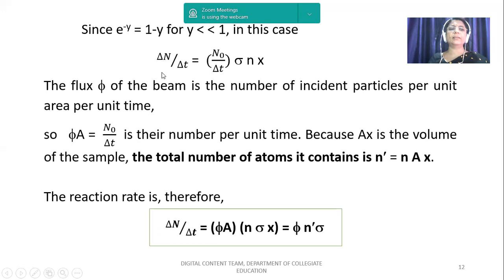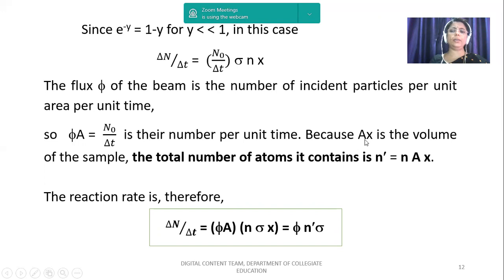And here you can write the expression as delta n by delta t equals n naught by delta t into sigma nx. The flux phi of the beam is the number of incident particles per unit area per unit time. So when you consider the number of incident particles per unit area per unit time, it is called flux phi. But when we consider the number of particles per unit time, then we have to consider phi into A, which is equal to n naught by delta t, and it is the number per unit time.